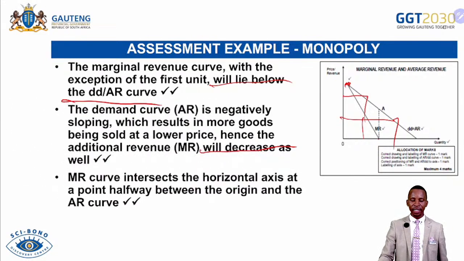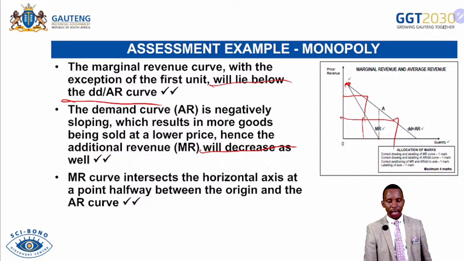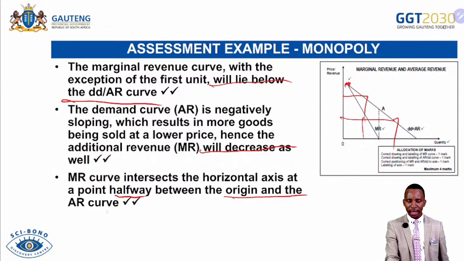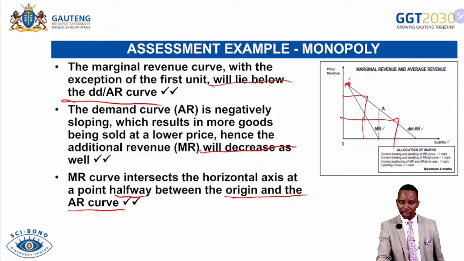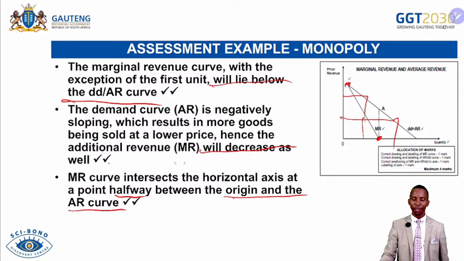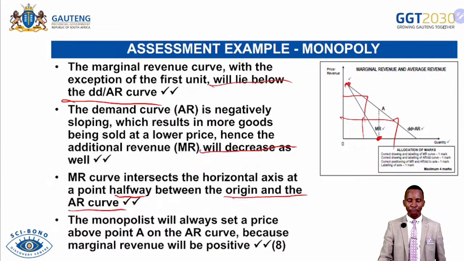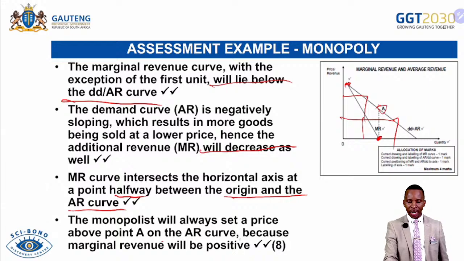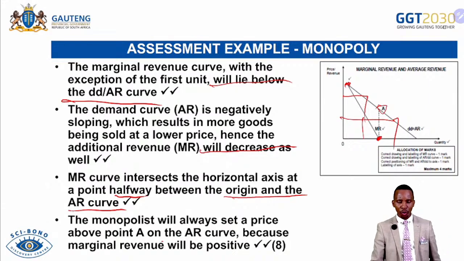The MR curve intersects the horizontal axis at a point halfway between the origin and the AR curve. You can see it intersected halfway there, like it was explained during the content explanation. And then the monopolist will always set the price above point A. This is point A, so the price will always be set above point A on the AR curve because marginal revenue will be positive.